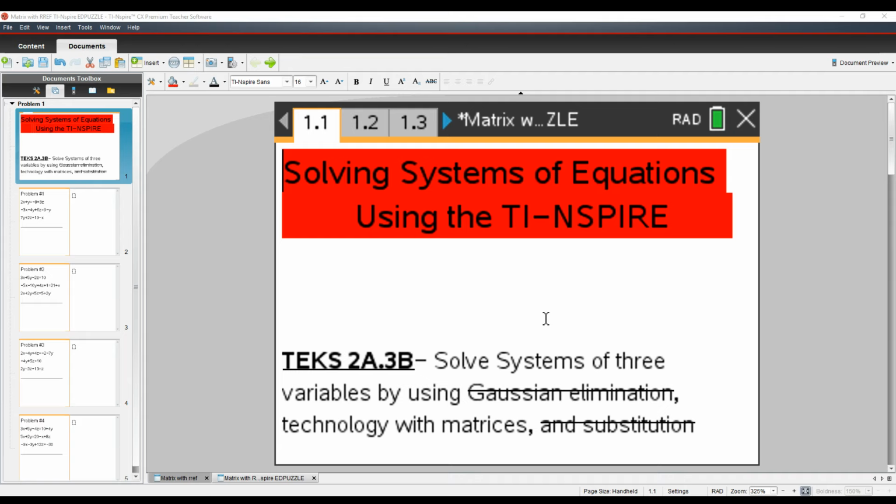We will be solving systems of equations using the TI-Nspire. This is for TEKS 2A.3B, solve systems of three variables by using technology with matrices.